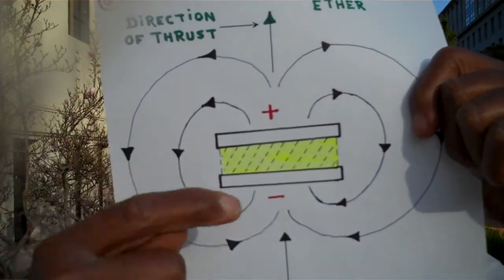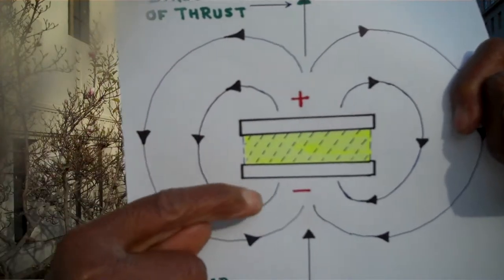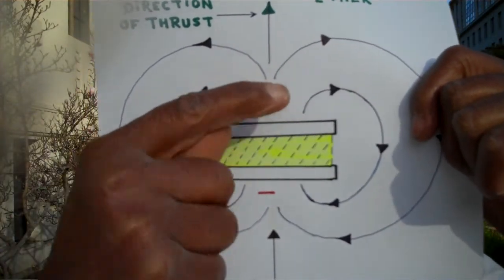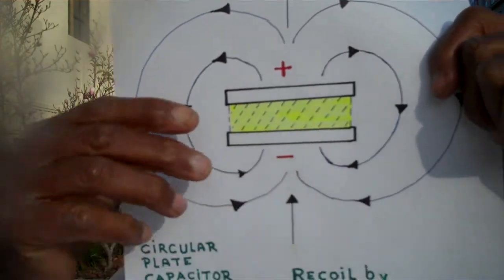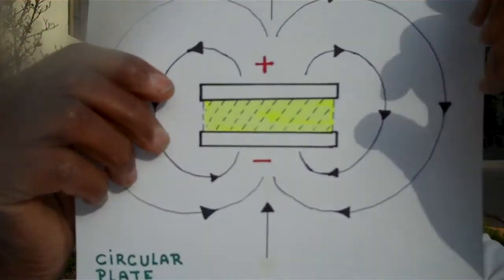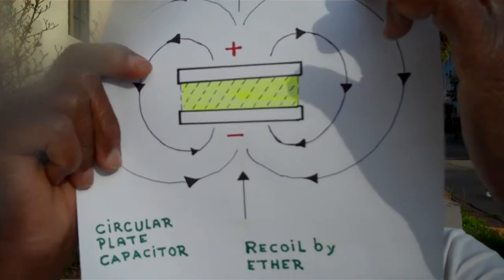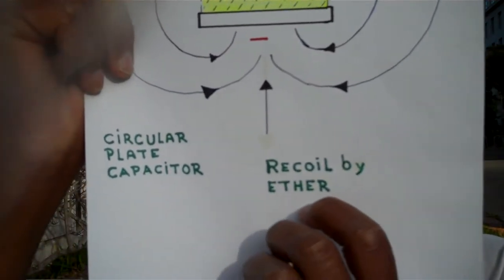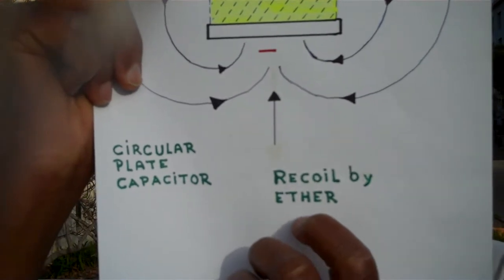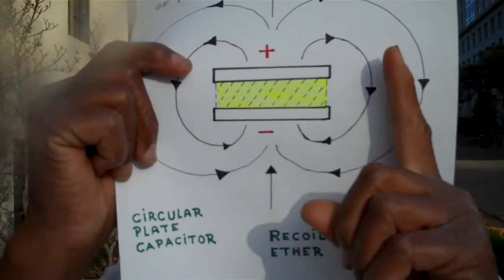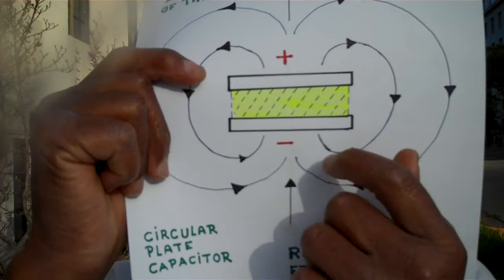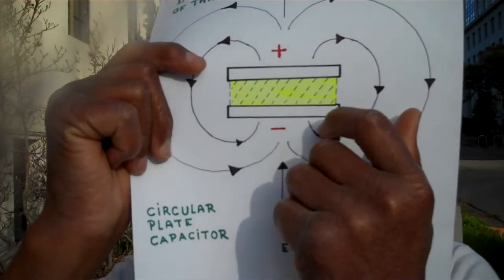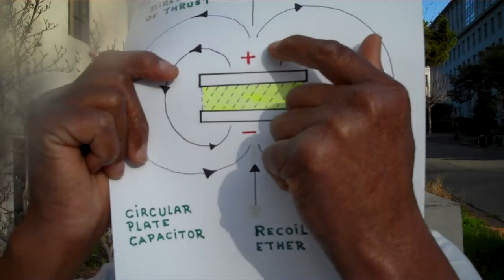Circular plate capacitors, the field looks like this. You have the positive charge at the top, negative charge at the bottom, and when the impulse on the ether happens, instantaneously you have a recoil of the ether, which drives the system, which makes the capacitor lose weight and starts to lift and starts to move because of the positive charge.